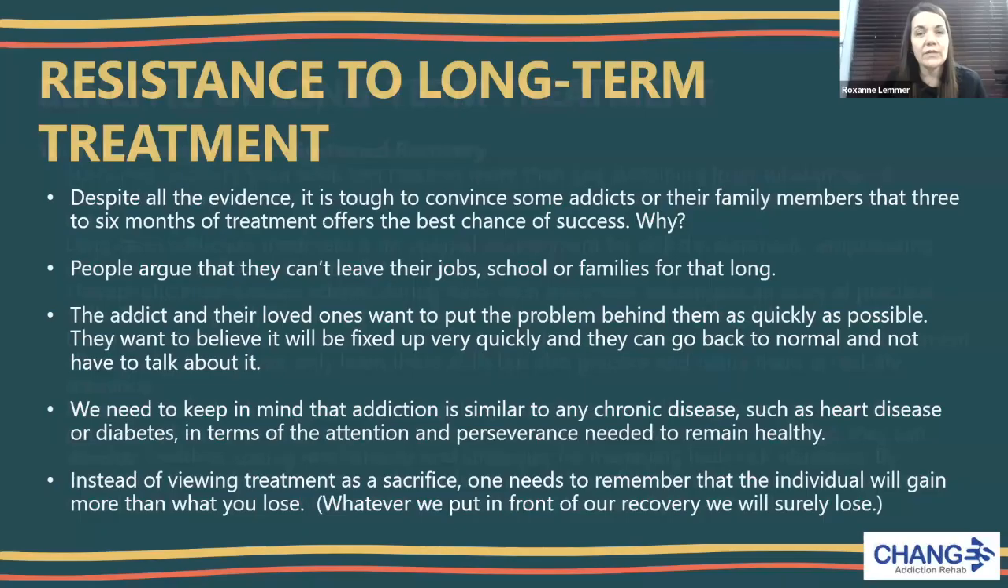Okay, so those are just some of the benefits of long-term treatment. So, in spite of this, we often still find that there is a resistance to long-term treatment.